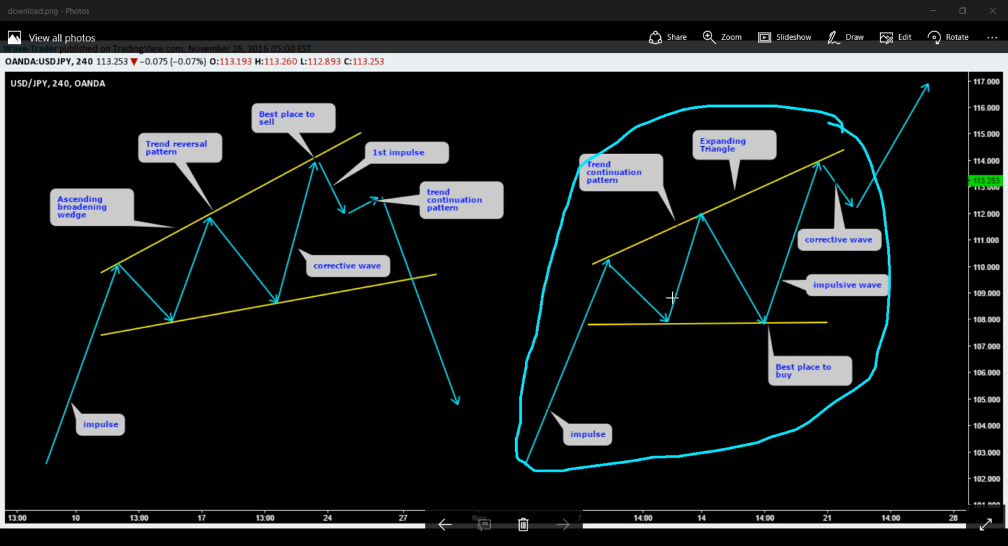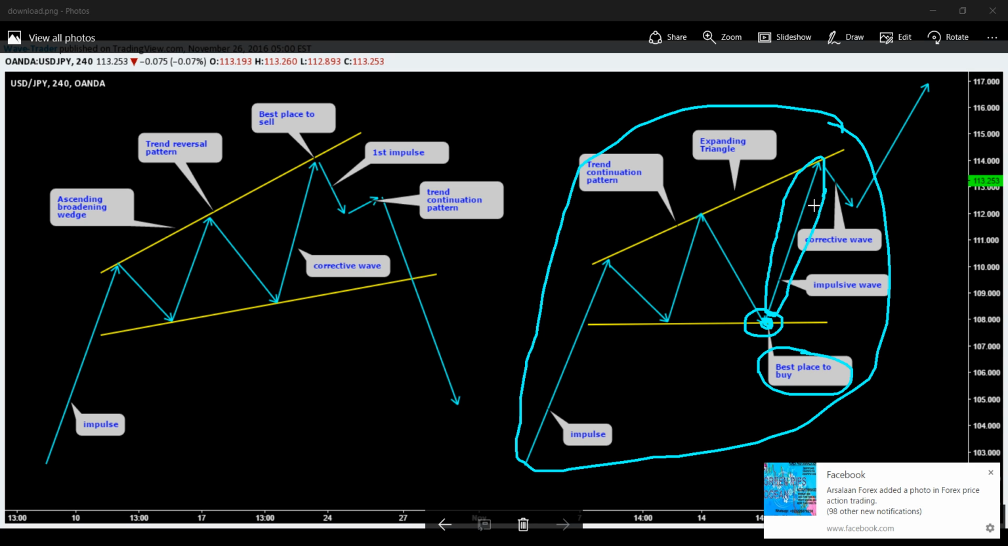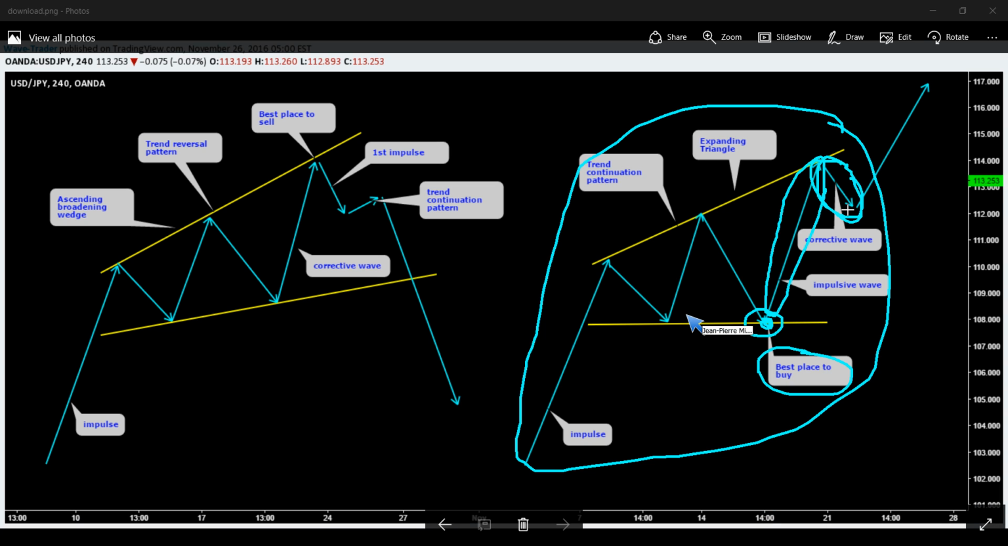Everybody knows that we bought oil here. We were looking to buy oil at this place. You can see that this is the best place to buy, and this move is going to be a strong impulsive move to the upside. For continuation to the upside we need to look at this specific zone, and what kind of price action we're going to see over there. If we see a corrective wave, then definitely we're going to look for continuation to the upside on oil.